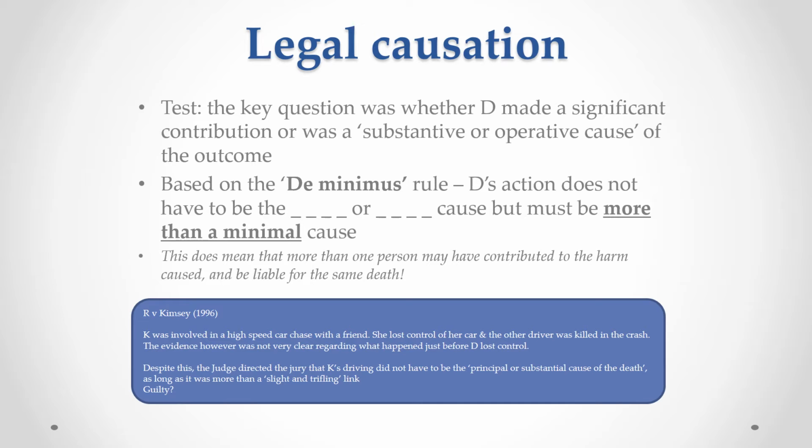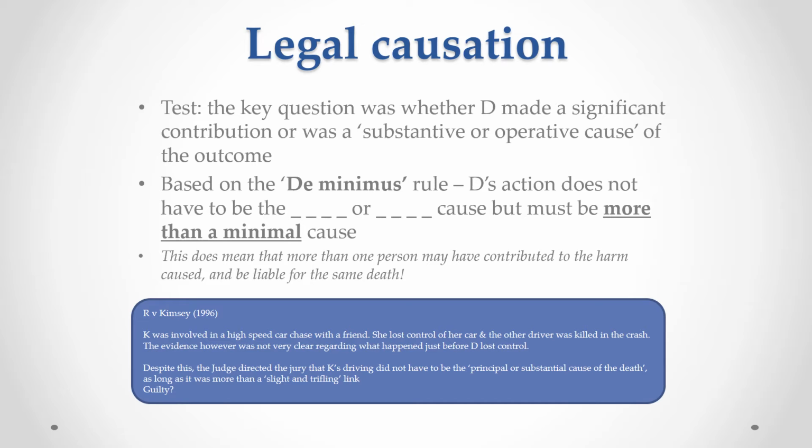And this could be, if you think about gang crimes, our rules of joint enterprise, charging more than one person for the death of a victim. It absolutely reflects this rule in that people can be jointly responsible for one outcome. You only have to have played more than a minimal part in that result. Okay, and this is illustrated quite nicely in Kimsey. This is the leading authority.